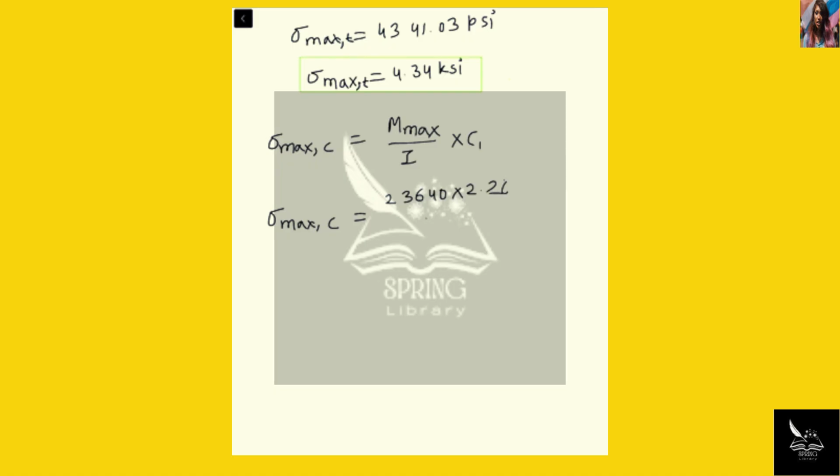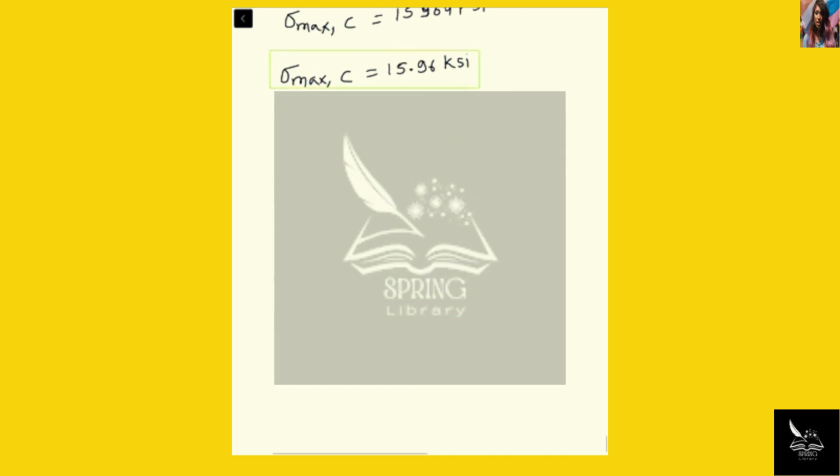Okay, so substituting the values, we get sigma max compressive equals, Mmax is 23640 and C1 is 2.269 divided by I, which is 3.36. So from here we get sigma max compressive equals 15964 psi, or sigma max compressive equals 15.96 ksi. Okay, so this is the maximum compressive stress in the cantilever beam.